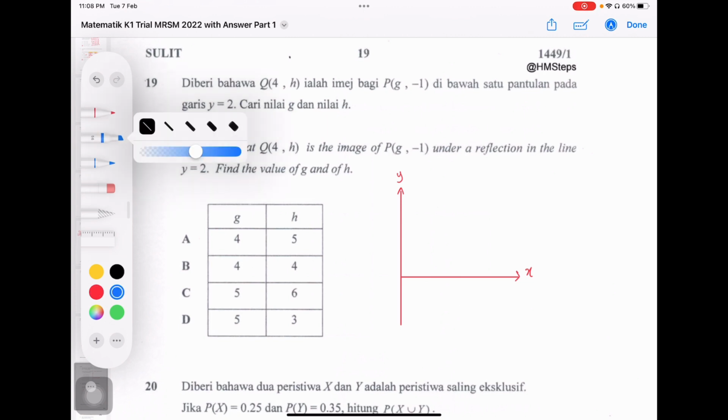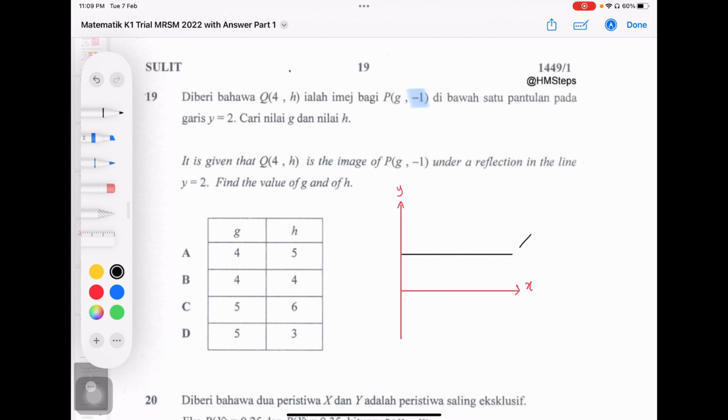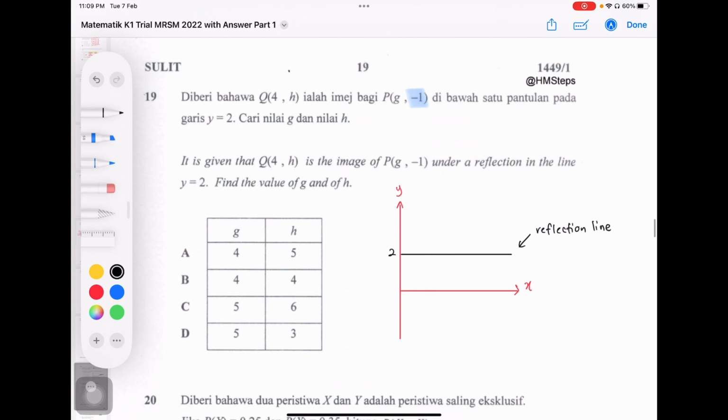Okay, how to make it easy for you? You take this one, this one equals negative 1, right? You draw the reflection line first. The reflection line is here. This is the reflection line, 2. And then you have negative 1 somewhere here, and then this one is 0. Then you count: 1, 2, 3, because this one is 1. So it means it moves 3 units.